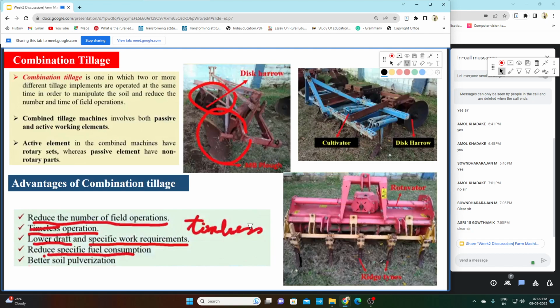Now what are the advantages? As we are doing the operation of two types of implements in one go, we are doing a timeliness operation.